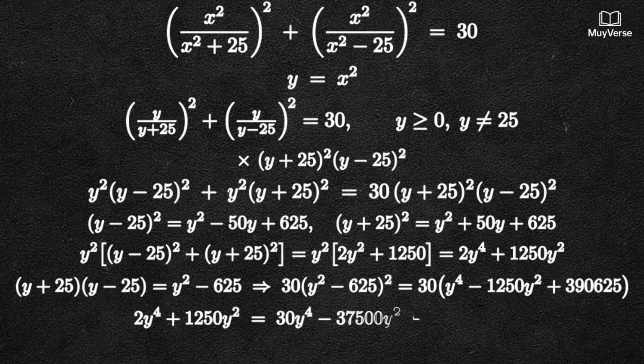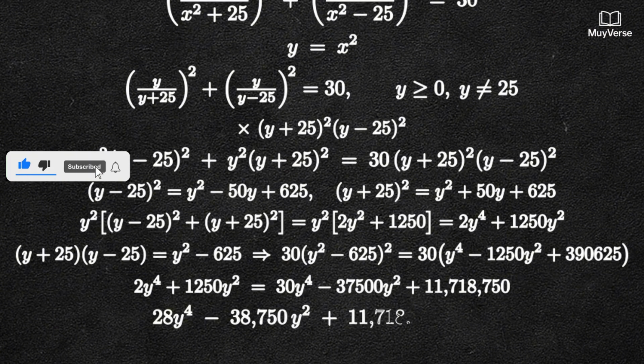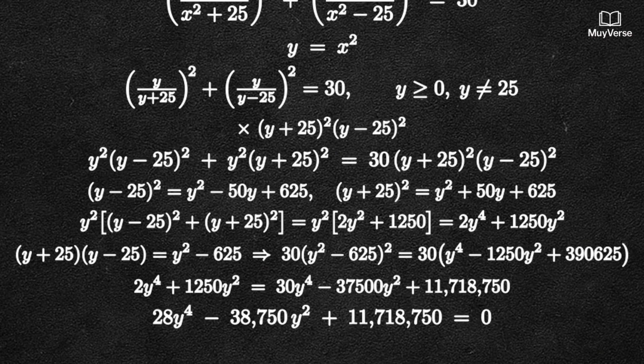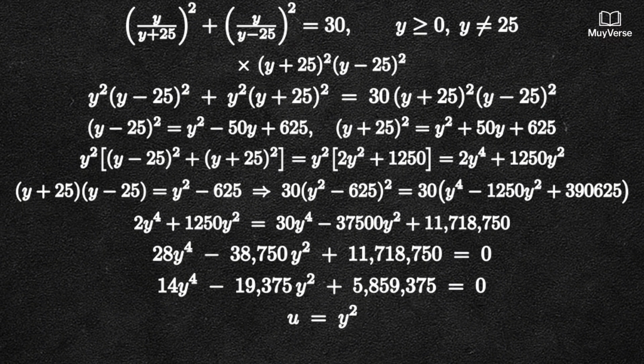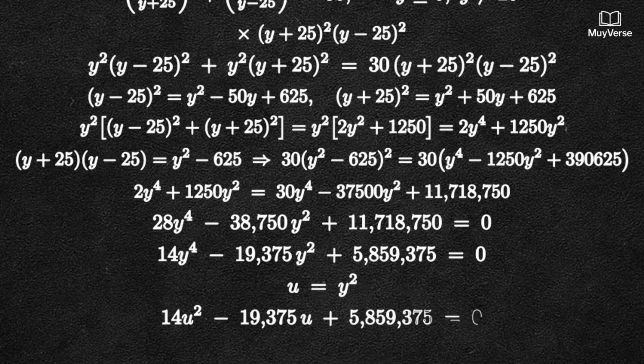Step 4. Bring all terms to one side. We get 28y⁴ minus 38,750y² plus 11,718,750 equals 0. Divide everything by 2 to simplify. Step 5. Let u equal y squared. Then we have a true quadratic in u: 14u² minus 19,375u plus 5,859,375 equals 0. We will factor without using the quadratic formula.